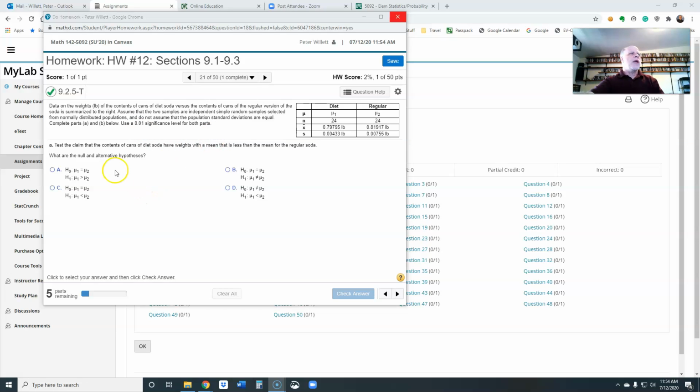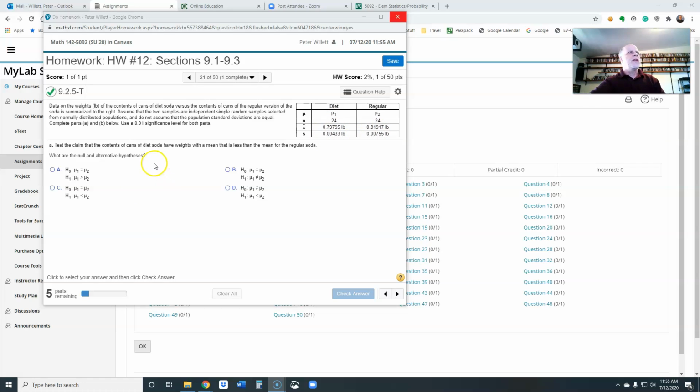Okay, so what does part A ask us to begin by doing? Test the claim that the contents of cans of diet soda have weights with a mean that is less than the mean for the regular soda. So we're testing that on average, diet soda cans, the contents weigh less than regular soda cans. We can see in our sample that the mean value was a little bit lower. But again, our goal is to see if that is sufficient significant evidence in support of the claim that in general the average of all diet soda contents will be less.